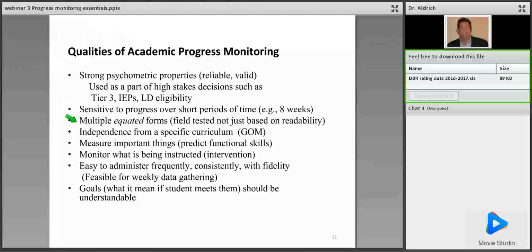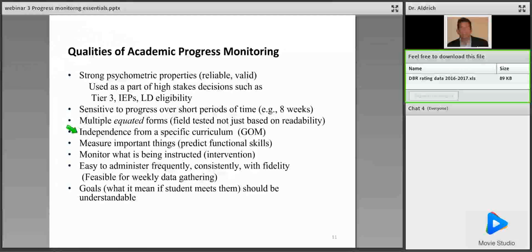It's important to have multiple equated forms. And equated is essential because if they're not equated, one week they get the easy form, they get a high score. The next week they get a more difficult passage or test or assessment, and they get a lower score, and you get all sorts of bounce in your data. We're going to talk about that as we go. Some of these assessments have had extensive field testing done to equate passages or forms so that you can have really good quality progress monitoring.